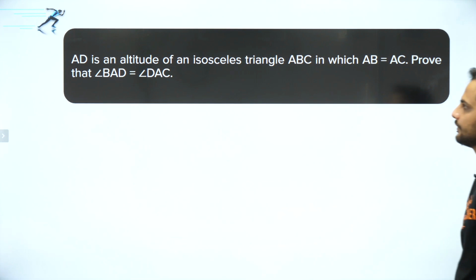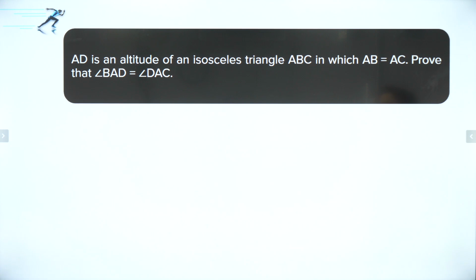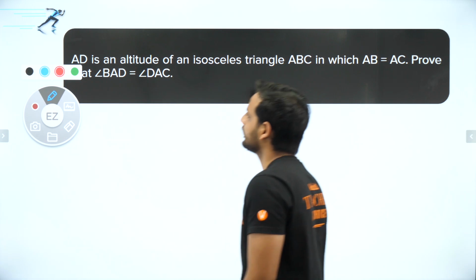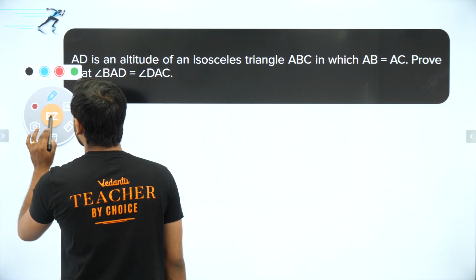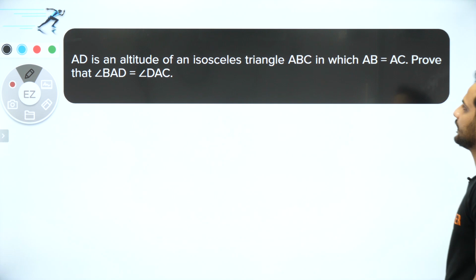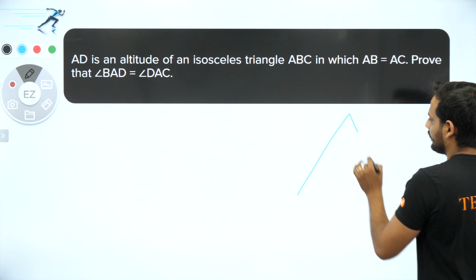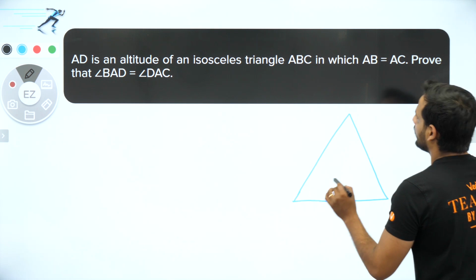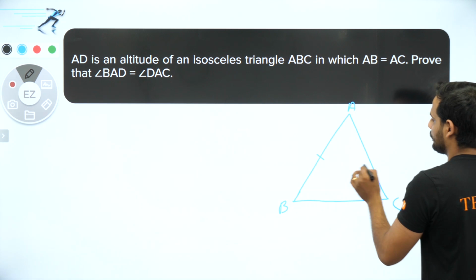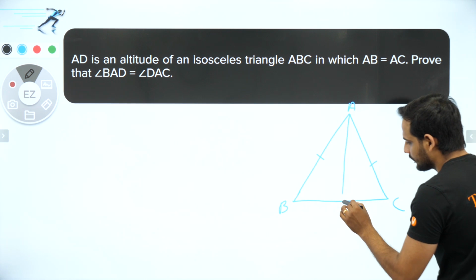Let's move ahead. The next question is this. AD is an altitude of an isosceles triangle ABC in which AB is equal to AC. Prove that angle BAD is equal to angle DAC. Okay. So, children, if you see here carefully, what they have given. AD is an altitude of an isosceles triangle ABC, in which AB is equal to AC. So, children, let's draw it. Let us say, sir, this is my triangle where AB is equal to AC. Okay, sir. AB is equal to AC, these two are equal, and then AD is an altitude. Okay sir, this is an altitude, that means 90 degree it is coming.